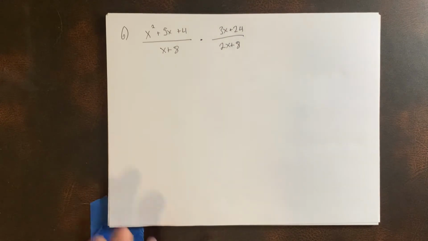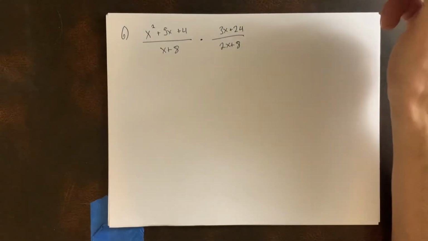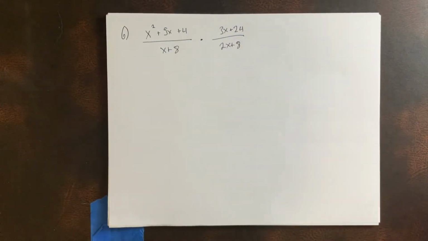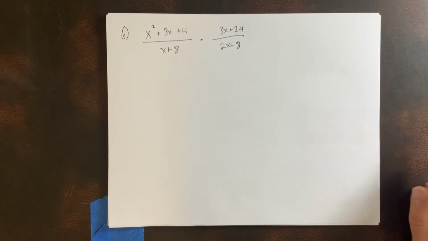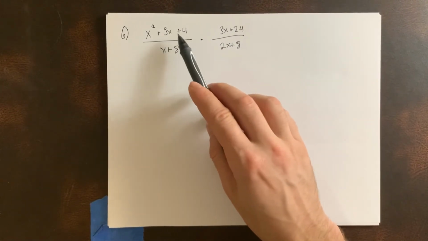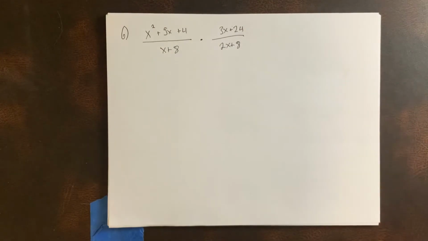So when we want to simplify this, we saw earlier when you're multiplying fractions, all you need to do is multiply this times this. So multiply the tops and multiply the bottoms. If we do that, it's going to get really messy. So what we want to do first when we have a problem like this is just factor everything that we can.